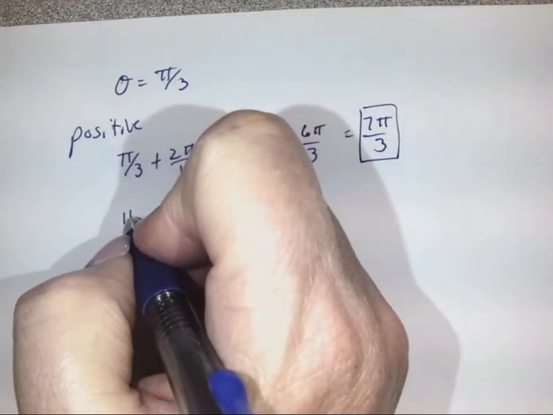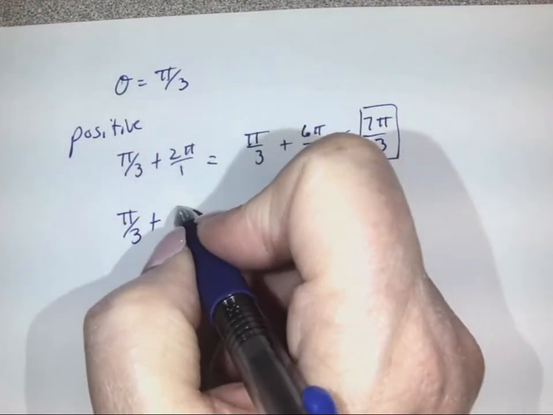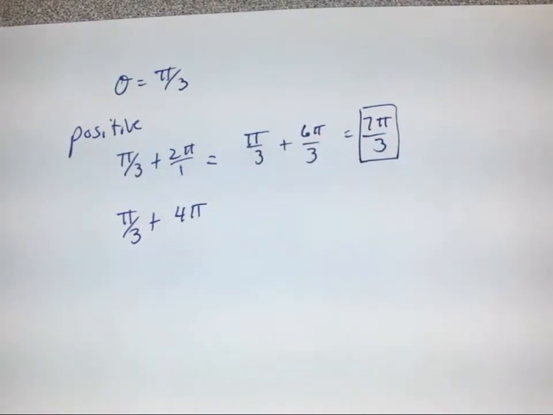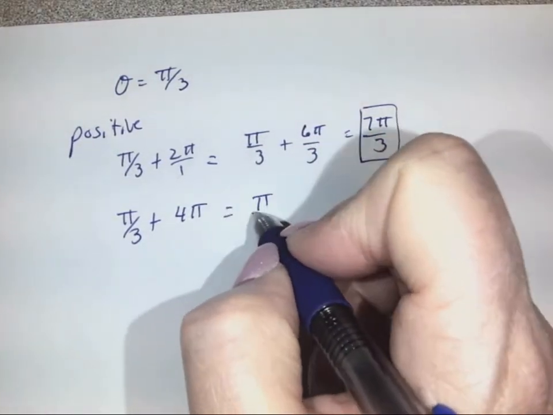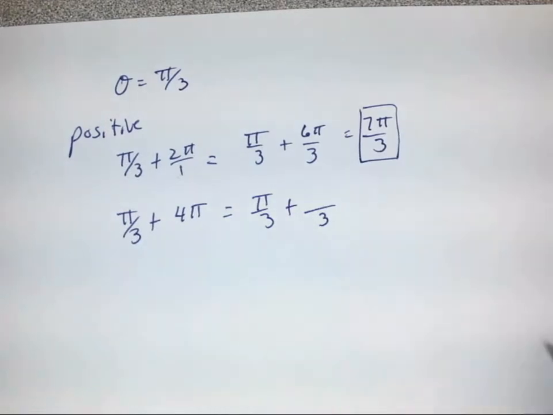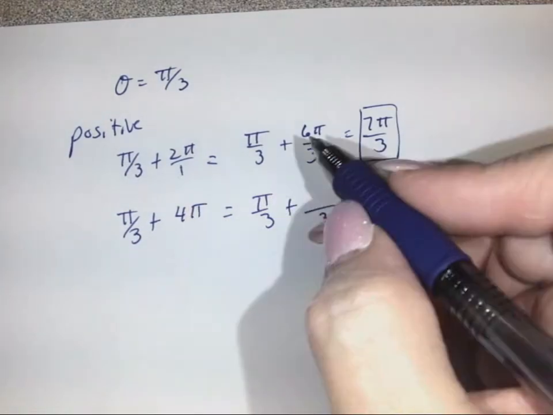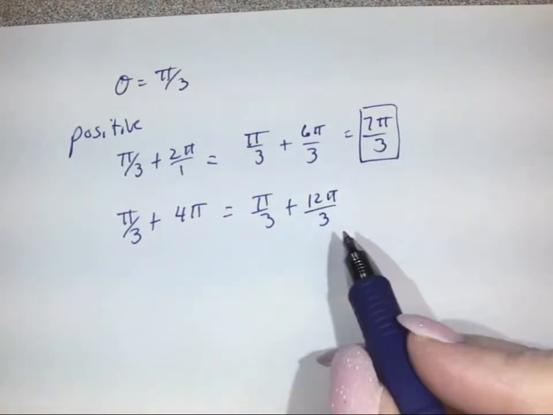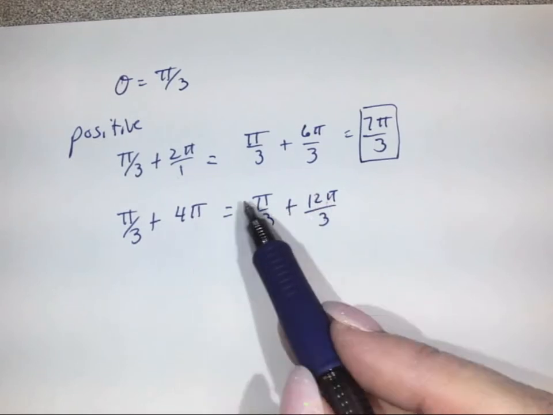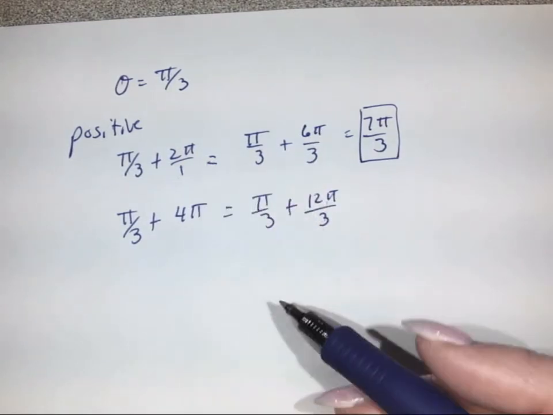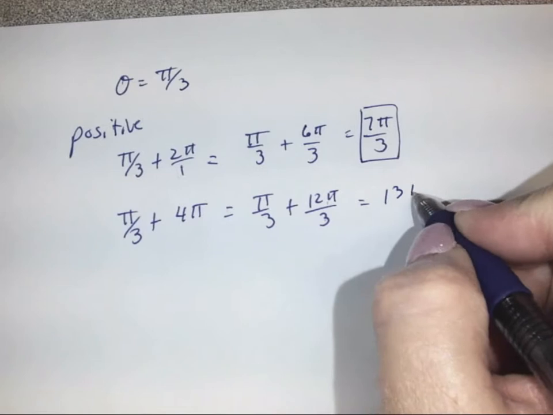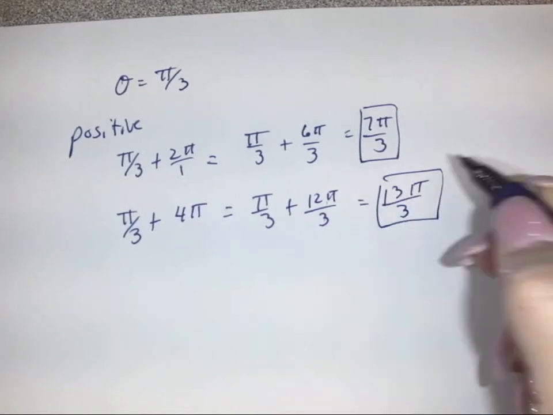Let's do this again. So pi over 3, this time it'll be 4 pi because that's twice around. So pi over 3, and I need it over 3 again. 3 times 4 will get me 12 pi, and if I reduce those down, I still get back to 4 pi, and I get back to 2 pi. Well, this will give me 13 pi over 3.